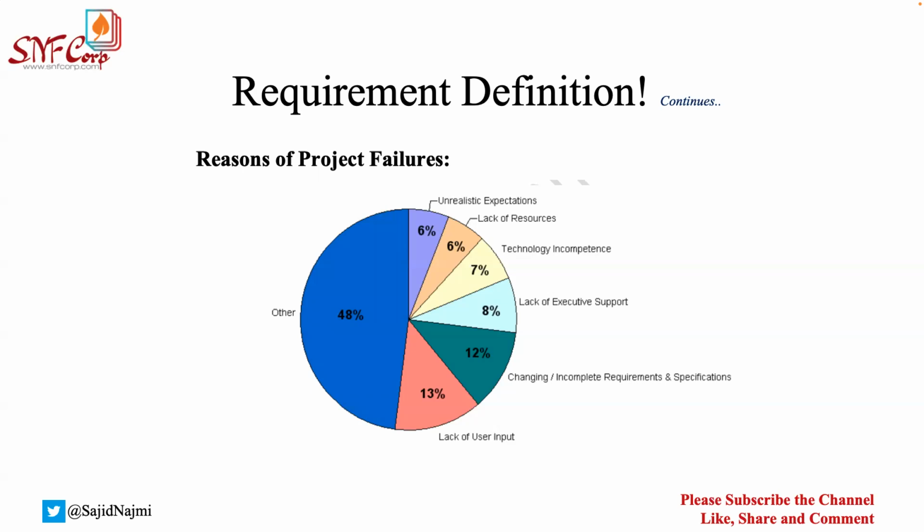And lack of user input, 13%. These are external dependencies you cannot control, but you can try your best to collect as much information as you can from the user. And how do you do that? Asking the right questions. Asking a question is something different, and asking the right question is something different.